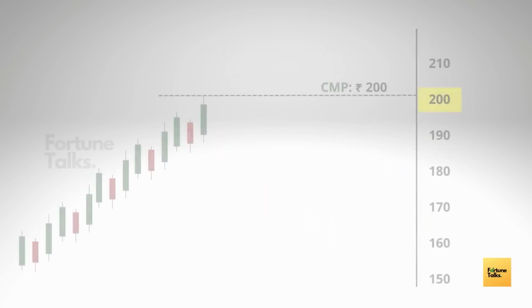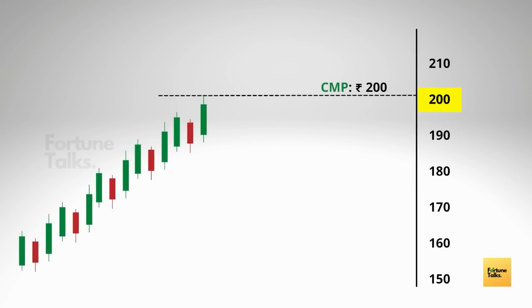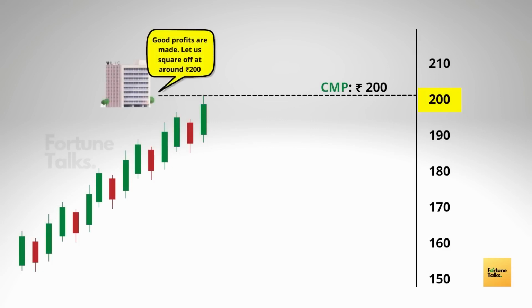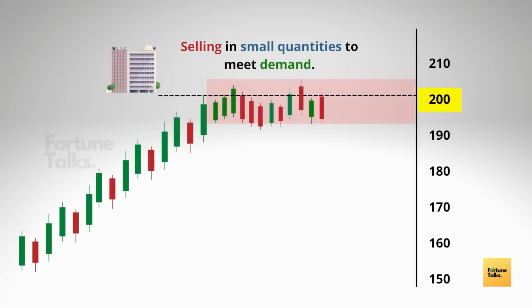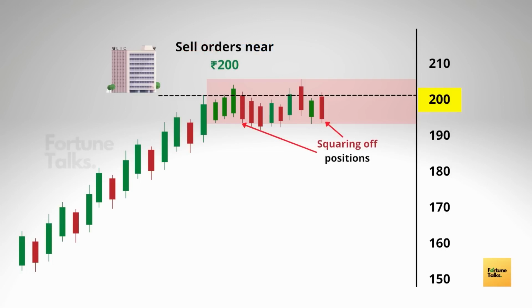Now moving on with the same example. The price rallied from 100 rupees to 200 rupees in a matter of months. This is when the institution thinks of squaring off their position or selling the stock to make a profit. They do this by placing a large number of small sell orders so that the supply meets the demand. Or in other words, they ensure that there are enough buy orders at the same price at which they want to sell so that the profits are not reduced.